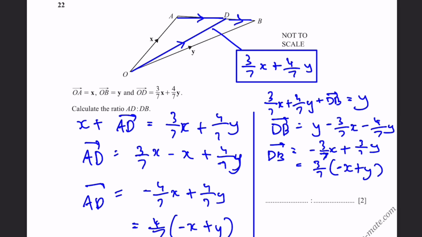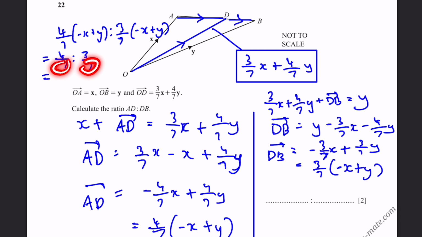Now we need the ratio of AD is to DB. I'll do that over here. 4 by 7 into minus x plus y is to 3 by 7 of minus x plus y. Now we can cancel out the minus x plus y. So we get 4 by 7 is to 3 by 7. And we can cancel out the divide by 7s. So it'll be 4 is to 3. That's the answer.